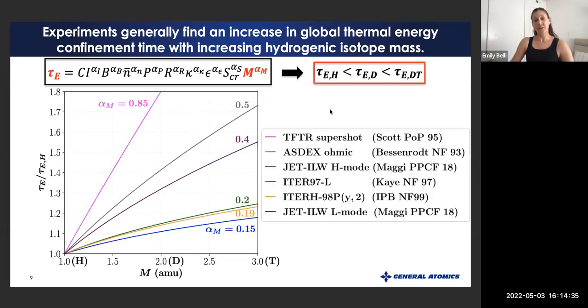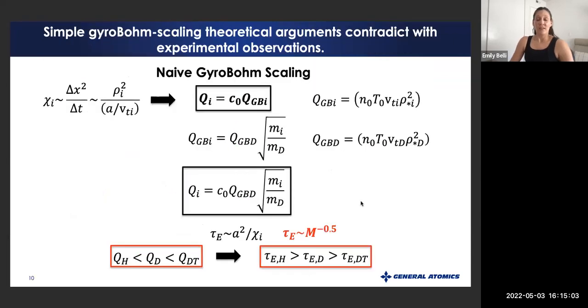The scaling of global thermal energy confinement time with hydrogenic isotope mass has been studied in many different experiments, mainly comparing deuterium and hydrogen plasmas. As shown here, experiments generally find an increase in the confinement time with increasing ion mass, which is favorable comparing hydrogen to deuterium to DT, with the coefficient alpha M ranging from 0 to 0.85, depending on the plasma regime and operating conditions. And this favorable scaling contradicts simple theoretical arguments.